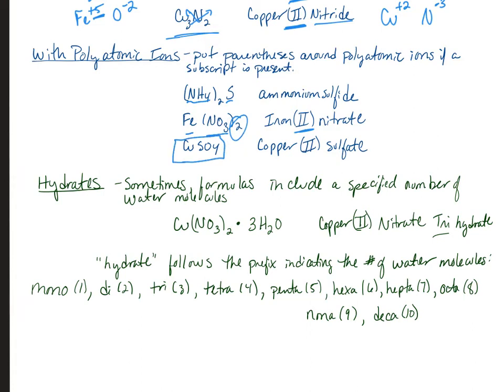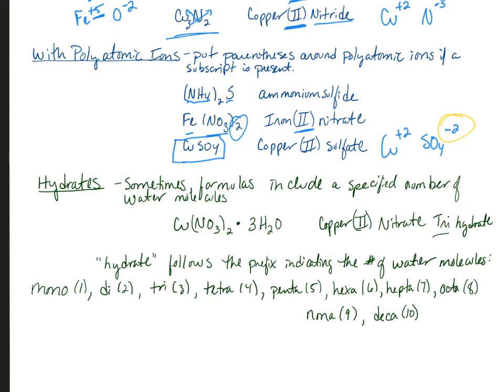Copper 2 sulfate may not look like it has a plus 2 charge, but remember, since SO4 has a minus 2 charge, that means that copper has to have a plus 2 charge. See why you need to know those polyatomic ions and their charges and their names. All of these things are related to each other.